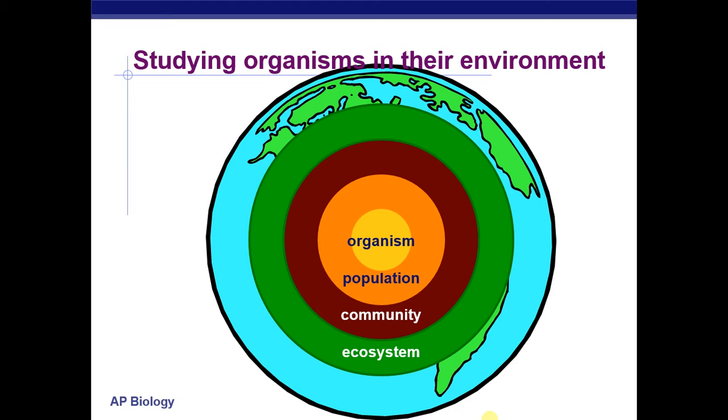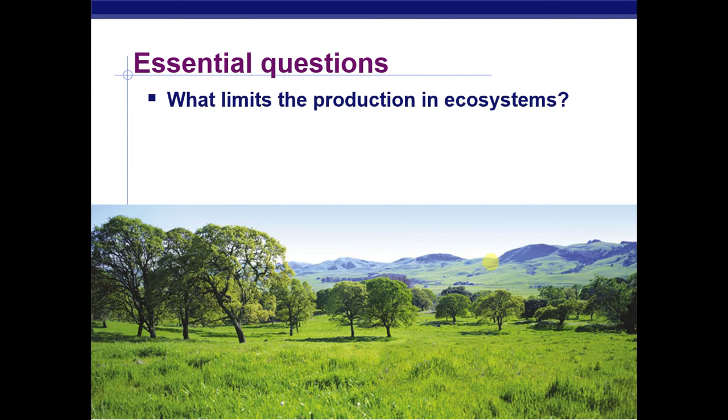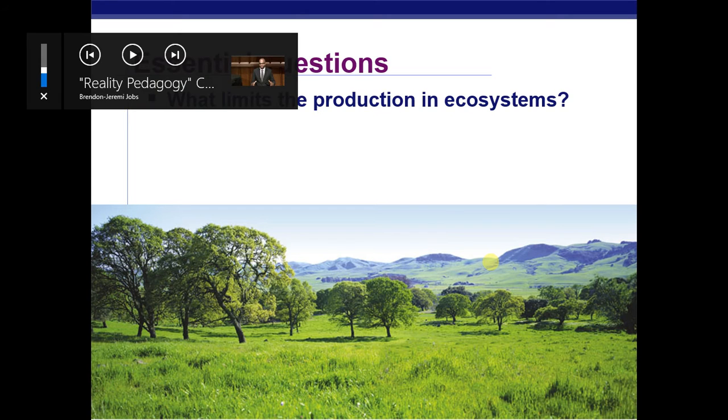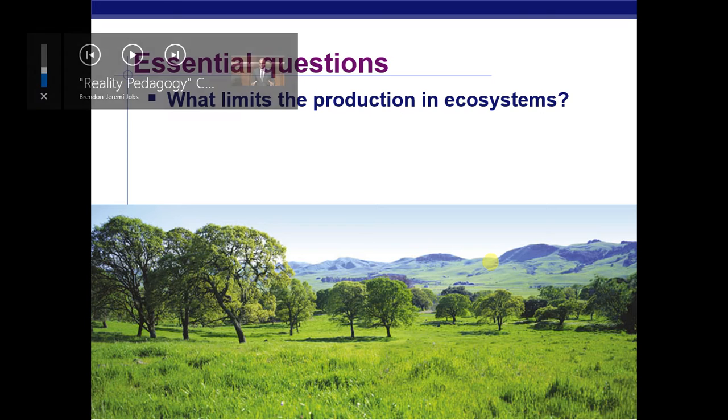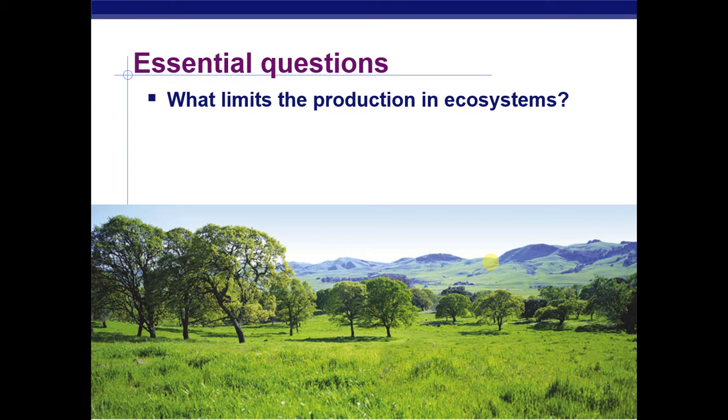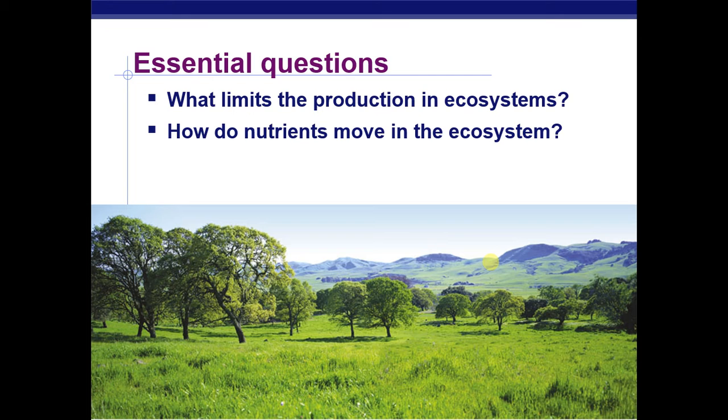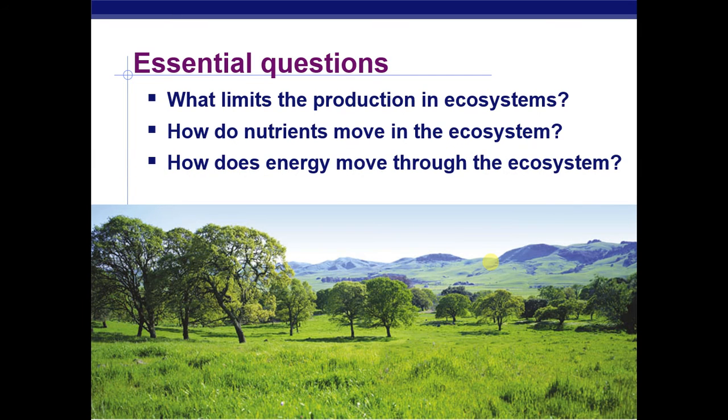Specifically today, we're going to start at the top and look at ecosystems, mainly how energy flows and moves in an ecosystem. So, some essential questions for today. What limits how much a given ecosystem can produce? What limits the production in an ecosystem? How do nutrients move in the ecosystem? And how does energy move through the ecosystem?